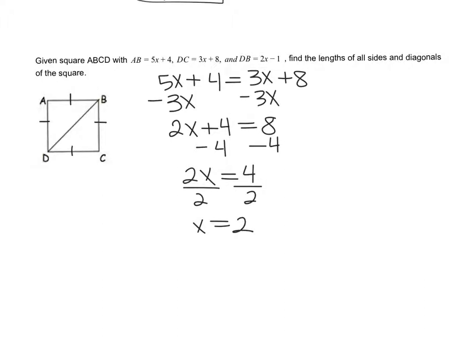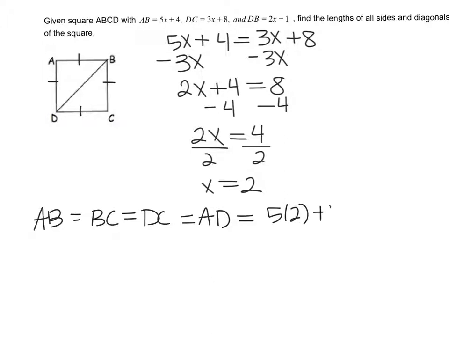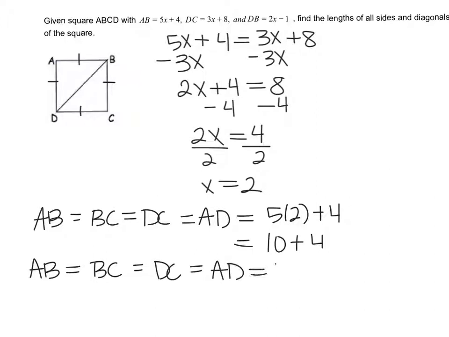So the first thing I'm going to find is the lengths of all of our sides. All of our sides are the same because it's a square. So that means that AB equals BC equals DC, which equals AD. And I just have to plug x into one of our lengths. I'm going to do the 5x plus 4. So 5 times 2 plus 4. 5 times 2 is 10, which means AB, BC, DC, and AD all have a length of 14.